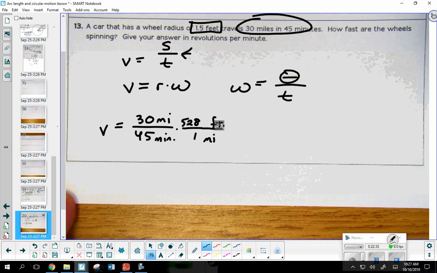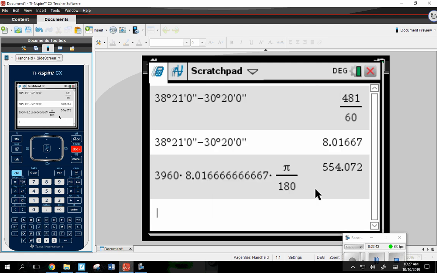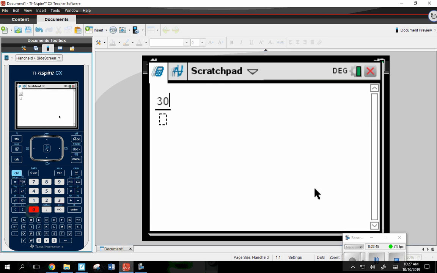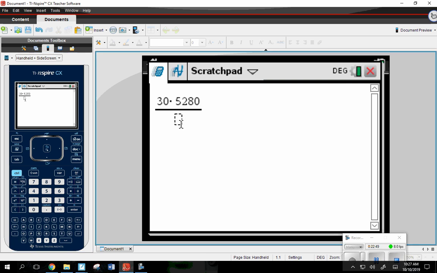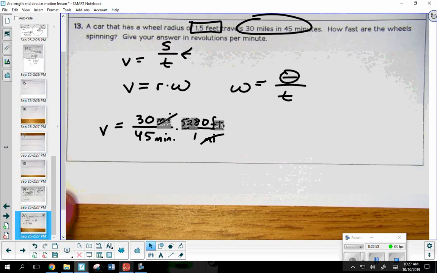5,280. So the miles are going to cancel, and I'll have the linear speed in feet per minute. Let's see what that is. 30 times 5280, divided by 45. So 3,520 feet per minute. Is everybody okay?